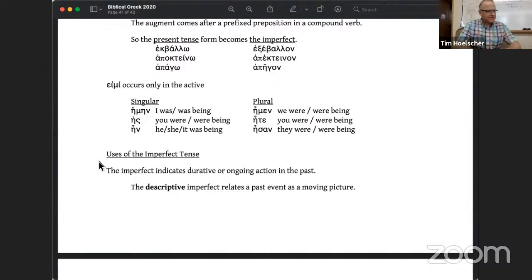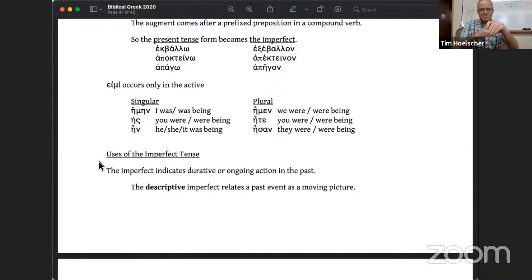Okay, so that's the formation of the word. Just remember, find your stem for the present active indicative. Add the augment to the beginning of it. It's always going to be what vowel if the word starts with a consonant? Epsilon. If it starts with a vowel, what do you do? Lengthen it. And then you're going to add the appropriate ending: ον, ες, ε(ν), ομεν, ετε, ον.